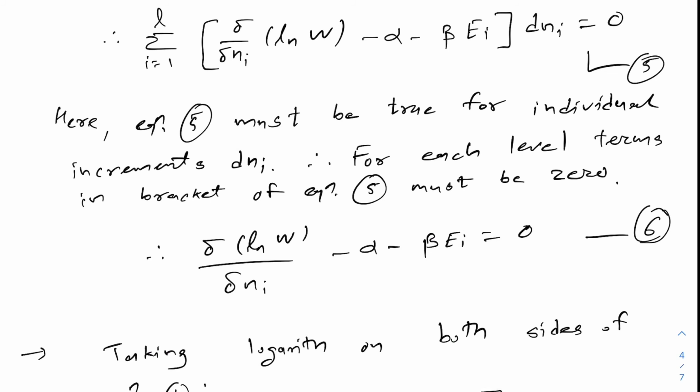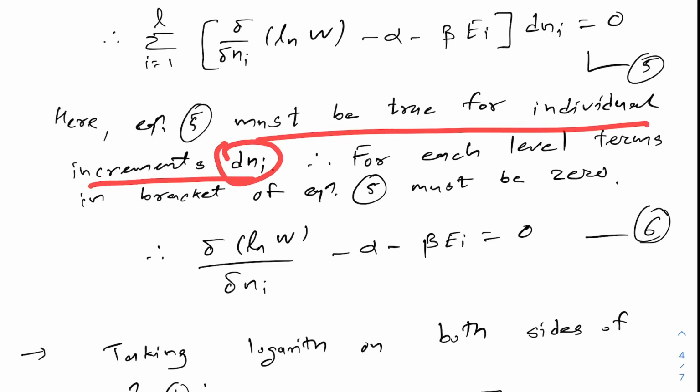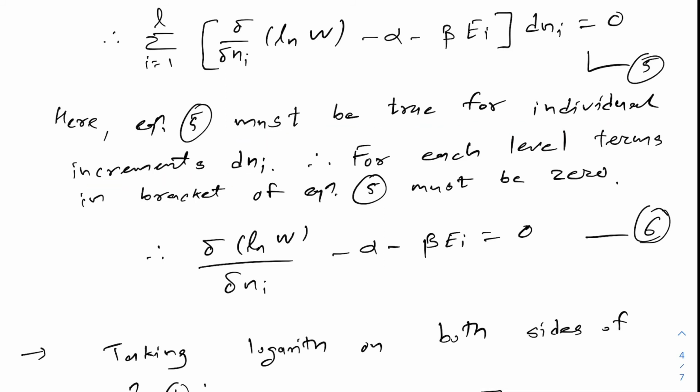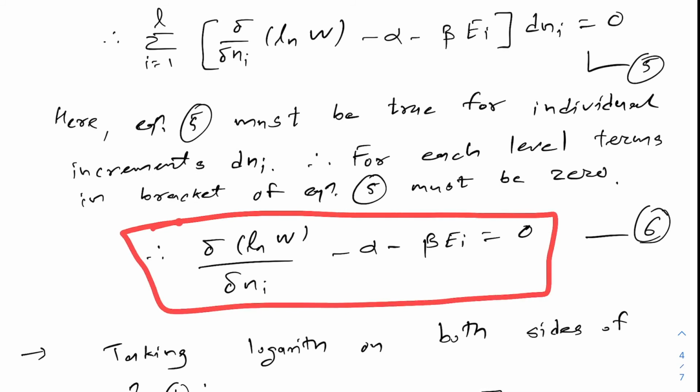So we will go ahead with equation number 5. Now this equation must be true for individual increments of dni. For each level, the terms in bracket 5 must be equal to 0. That is for level 1, 2, 3 and so on. So we'll consider the ith level for simplification. The simplification for the ith level can be written like this.